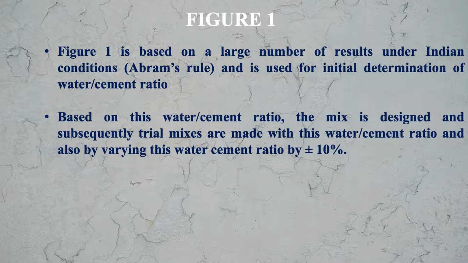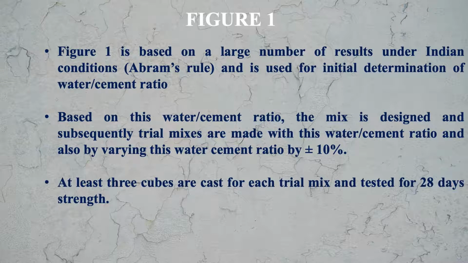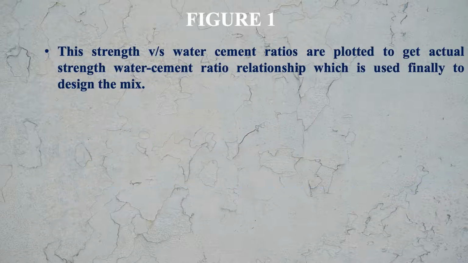Based on this water cement ratio, the mix is designed and subsequently trial mixes are made with this water cement ratio and also by varying this water cement ratio by plus minus 10%. At least 3 cubes are cast for each trial mix and tested for 28 days strength. This strength versus water cement ratio is plotted to get the actual strength water cement ratio relationship, which is finally used to design the mix.